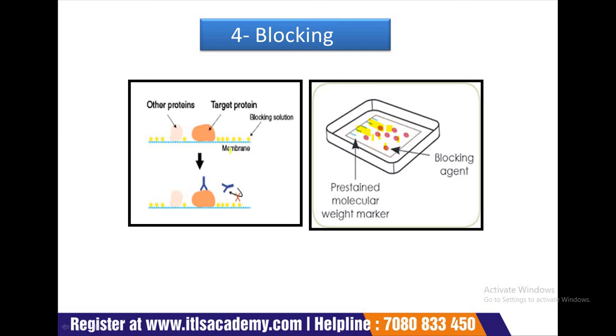So in this picture this is the membrane, this is the other types of protein, and this is our targeted protein. This is the blocking solution, BSA or non-fat dry milk, and the targeted protein binds with BSA or dry milk. You can see here, on the other proteins, these antibodies are not attached.